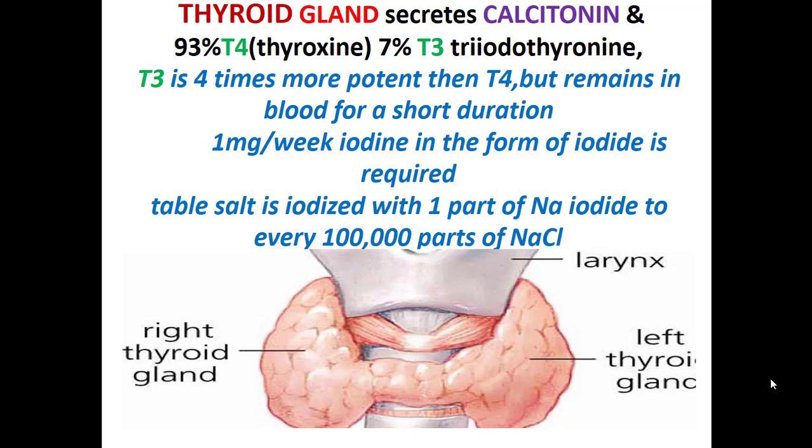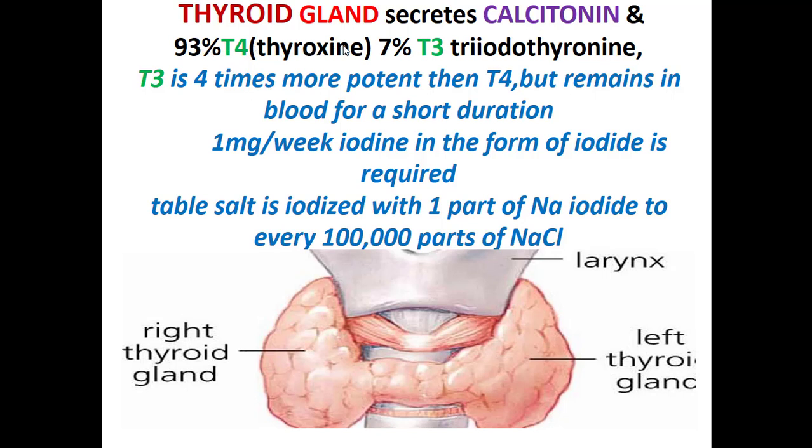The diagram is in front of you. It has got two lobes, right and left thyroid gland lobes, and it's connected centrally with an isthmus, and they are present in front of your trachea below the larynx. The thyroid gland secretes two hormones. One is the calcitonin, we will discuss it later on, and it also secretes the thyroxine, which is 93%. The T4 thyroxine is produced, and T3 is 7% of the triiodothyronine is produced. So both these products we are going to discuss today.